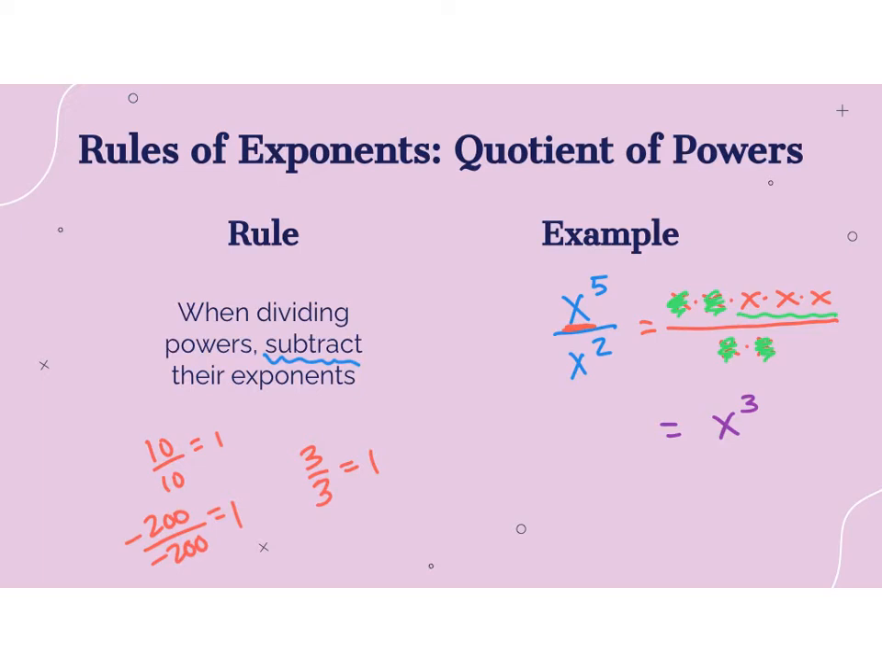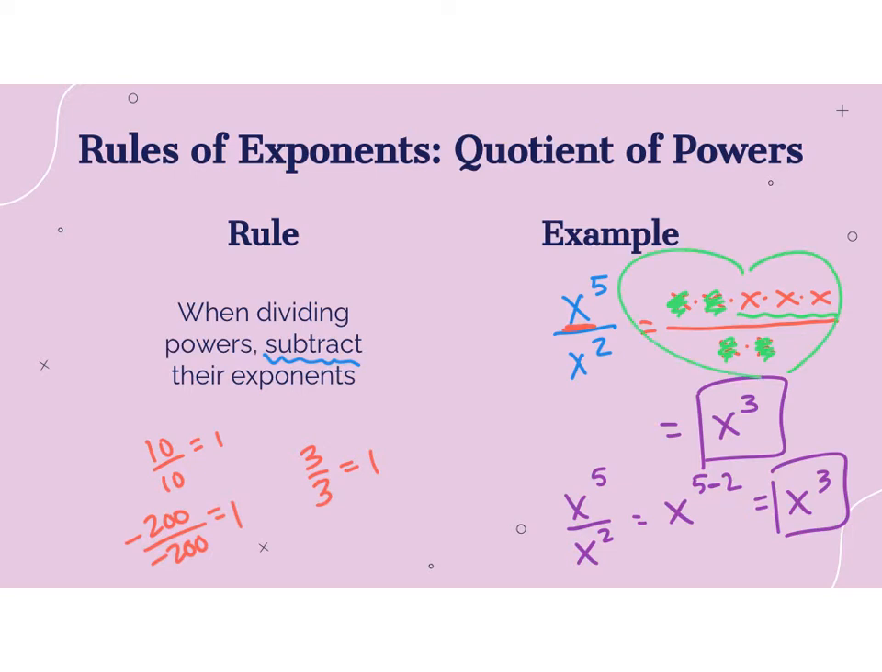The other way that I can think about that is by saying x to the 5th over x squared is the same thing as x to the 5 minus 2. 5 minus 2 is 3, which is x to the 3rd. So you can see that either way that you look at it, you either expand them out like this, which a lot of people like to do, or you think of the subtraction, you're going to end up with the same answer. Okay?